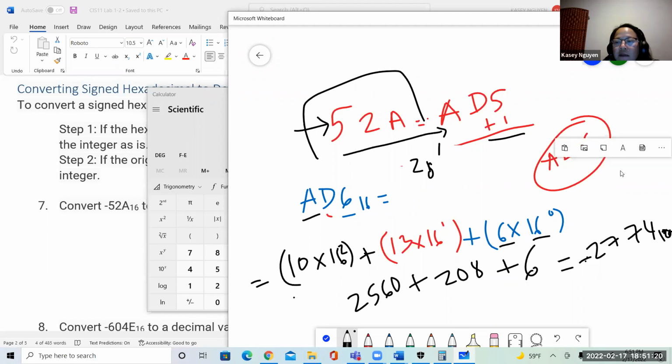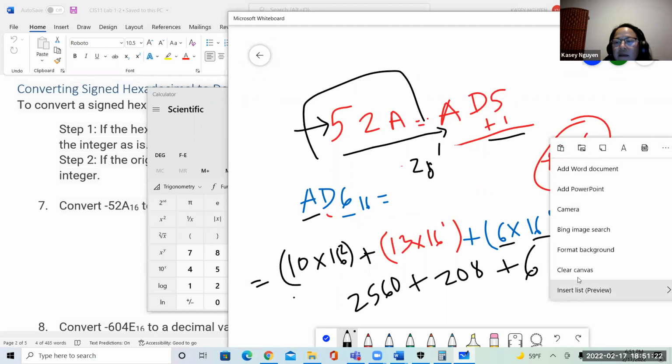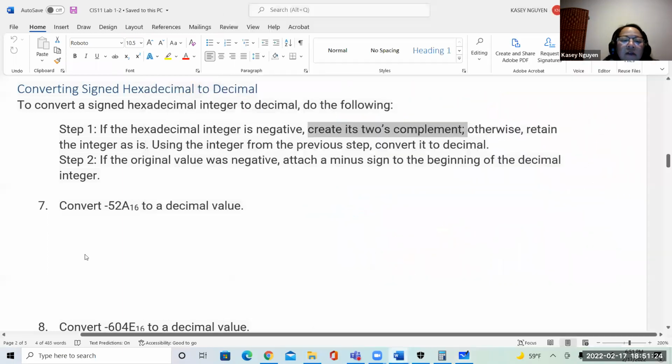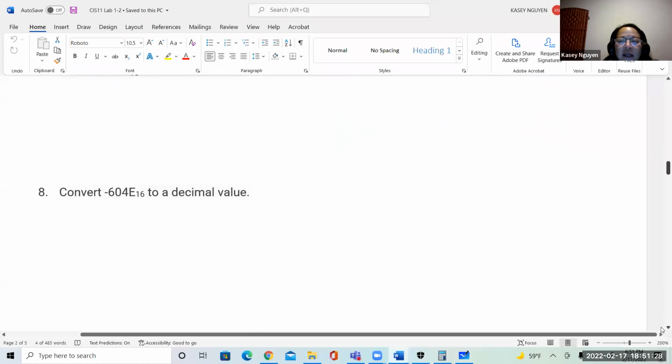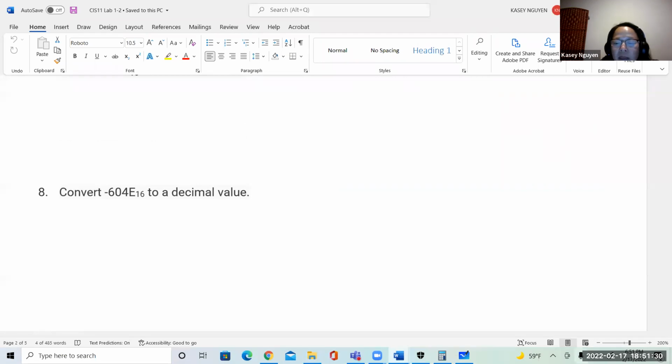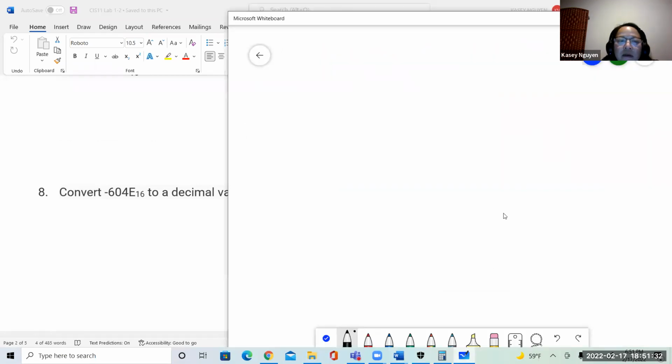Okay, let's try the next one. This is the only week that we're going to touch on this, but we need to know how to do this as we program. Okay, so I'm going to do 604E, and this is in hex. And so we need to find the 2's complement of this first.